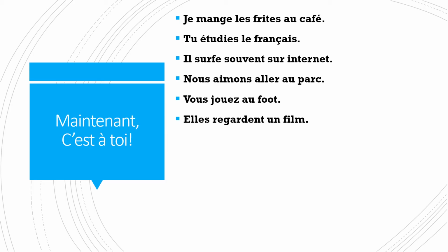Maintenant c'est à toi. Now it's your turn. On the screen you should see 6 sentences. Je mange les frites au café. I eat fries at the café. Tu étudies le français. You are studying French. Il surfe souvent sur Internet. He gets on the internet often. Nous aimons aller au parc. We like to go to the park. Vous jouez au foot. You are playing soccer. Elle regarde un film. They are watching a movie. Your goal is to pick out 3 or 4 of these sentences, and I want you to transform them into the negative. So what would that look like? We just talked about what we need to do. We use a ne and we use a pas. Your job is to rewrite these sentences and put them in the right places. Pause the video now and try it for yourself.